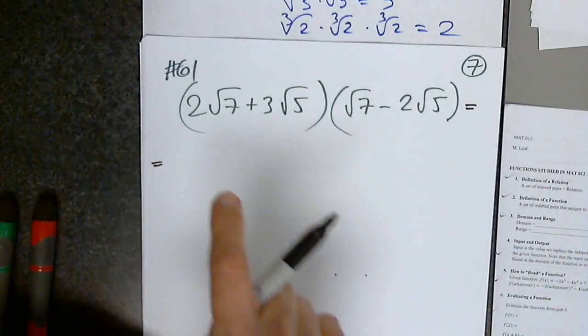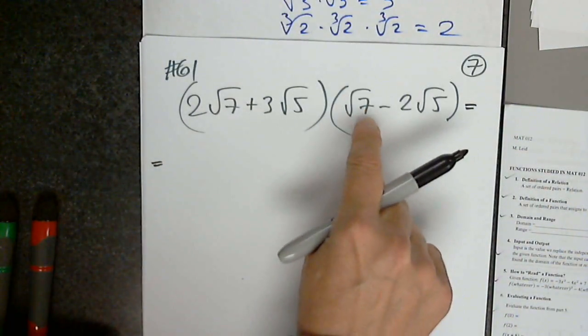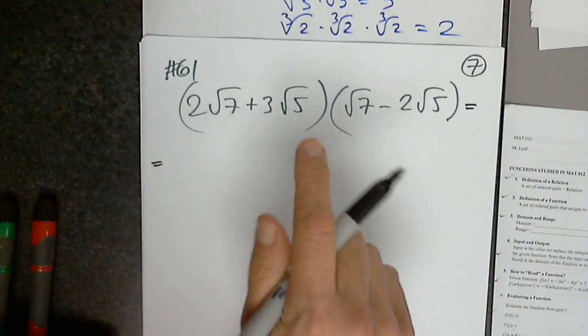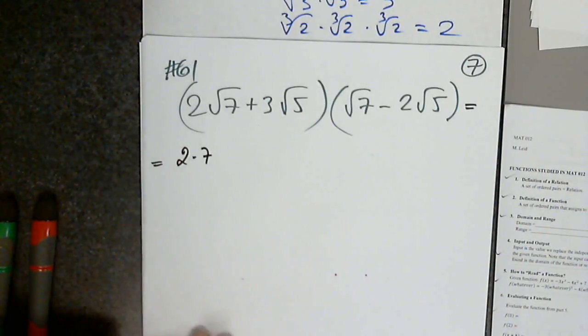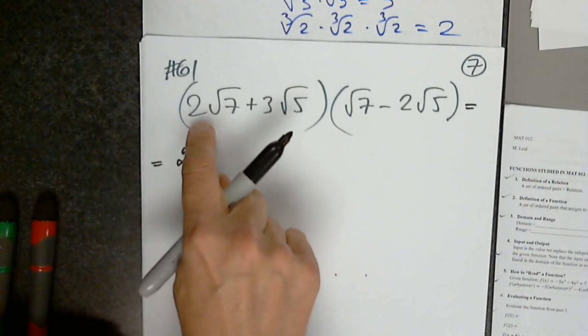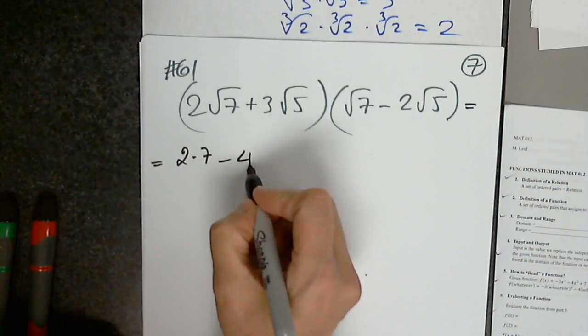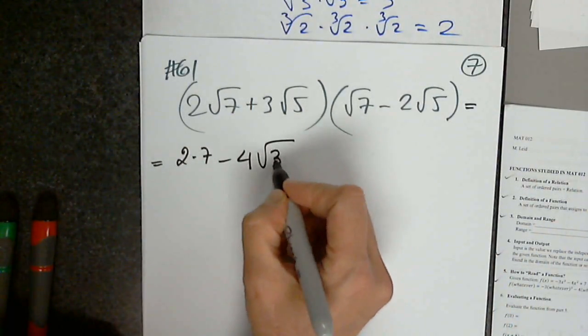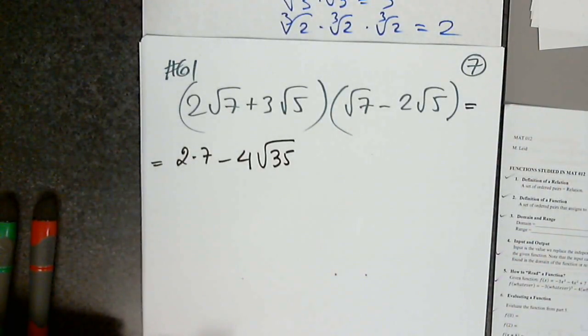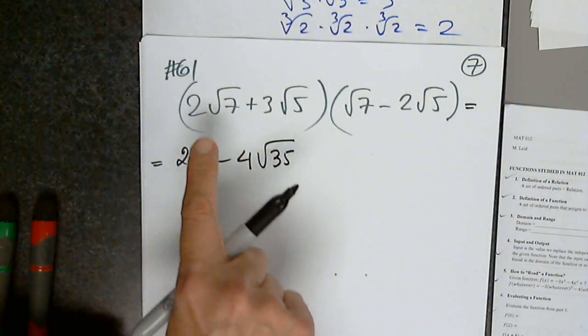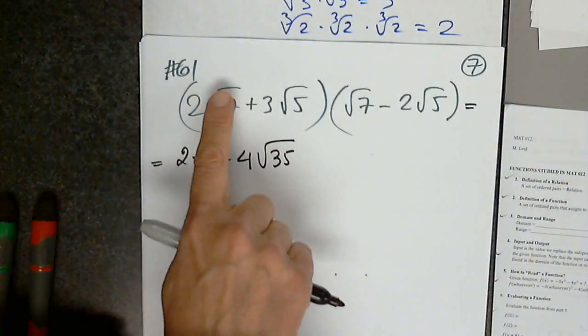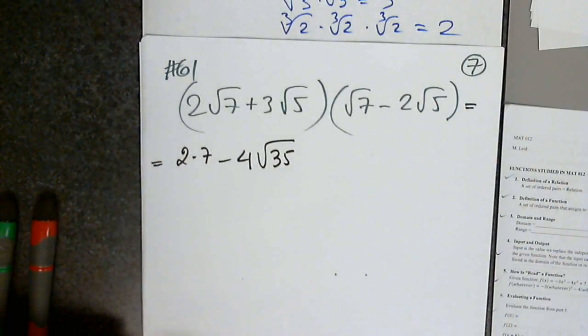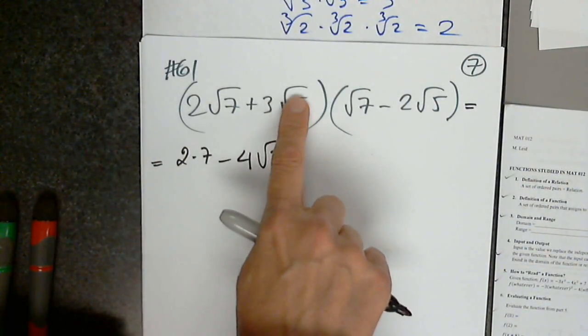To establish that result, 2 times the square root of 7 times the square root of 7 is 2 times 7. 2 times negative 2 is negative 4. The square root of 7 times the square root of 5 is the square root of 35. Are these steps clear? I multiply this by this and this by this. Yes? Now I reached the second term.